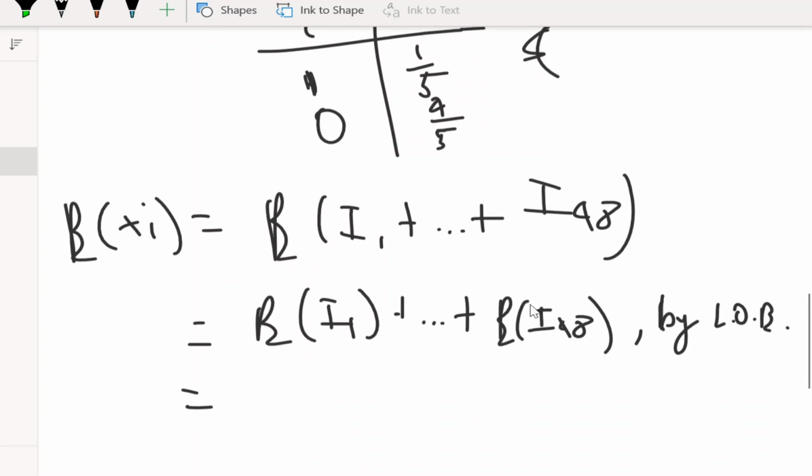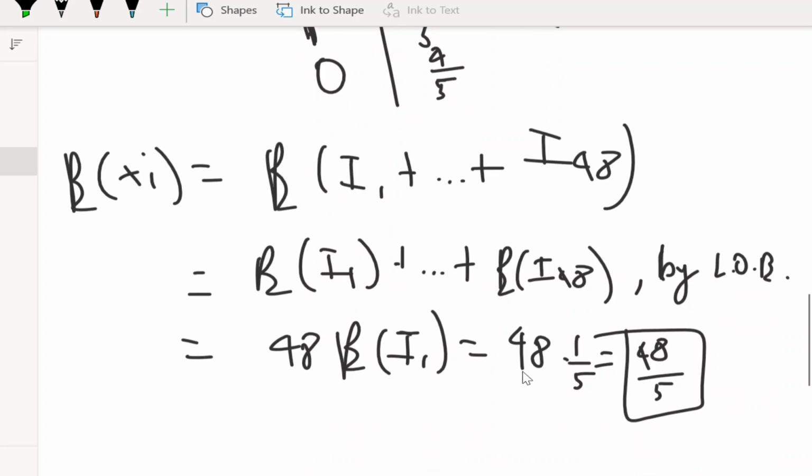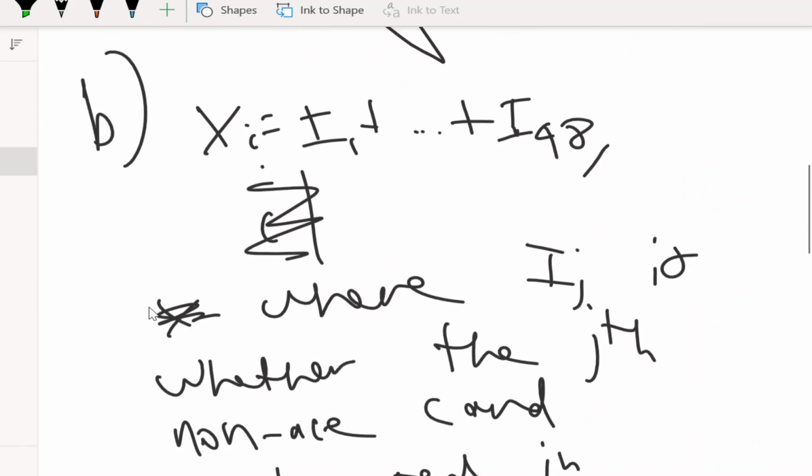And then remember, each of these is equal, so we might as well just write 48 E of I1, since there's 48 of them and they're all equal. So we can just use E of I1 to represent all of them. And then remember, E of I1 is equal to 1/5 because 0 times 4/5 plus 1 times 1/5, if you use the definition of expectation. So 48 times 1/5. So our answer is 48 over 5. Alright, part C.